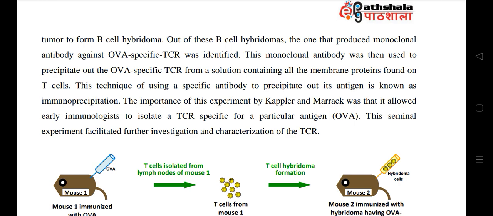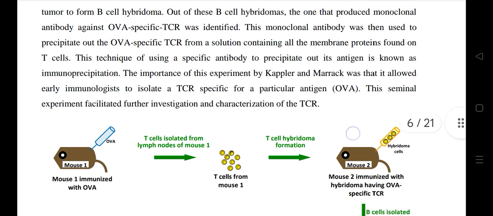The importance of this experiment by Kappler and Marrack was that it allowed early immunologists to isolate the TCR specific for a particular antigen. This seminal experiment facilitated further investigation and characterization of the TCR.